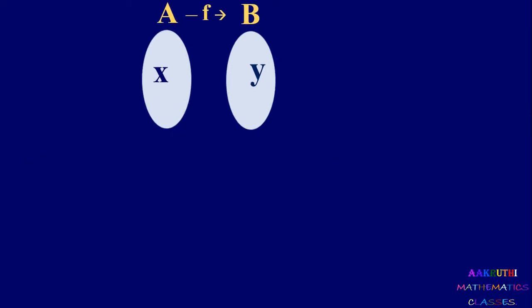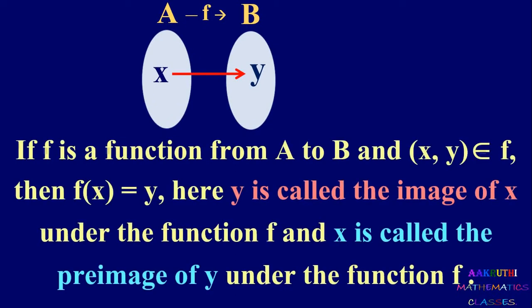Consider a function f from A to B, and here x is related to y. So if f is a function from A to B and (x, y) belongs to f, that is x is related to y under the function f, and f of x equals y. So here y is called the image of x under the function f, and x is called a pre-image of y. Here x is related to y, so we write f of x equal to y.